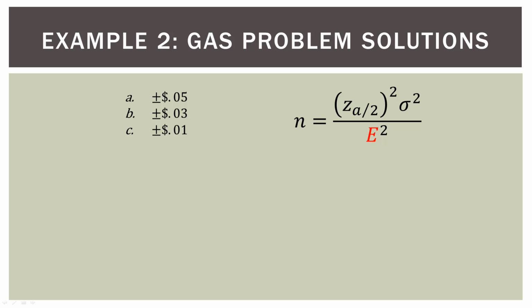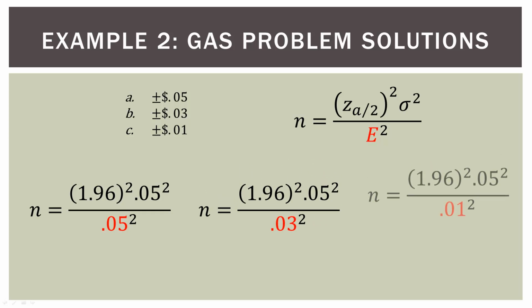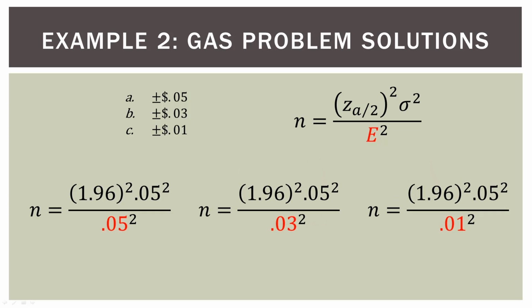So here are the margins of error we're interested in. Here's our formula on the right. Notice I color-coded E to be red because that's what we're changing each time. If we substitute these in for all three, notice everything's the same except for the E in the denominator. And those are our margins of error over there on the left-hand side.